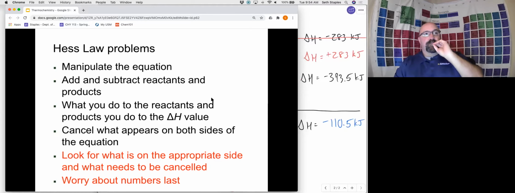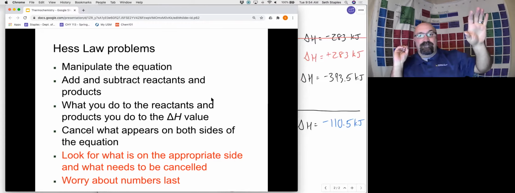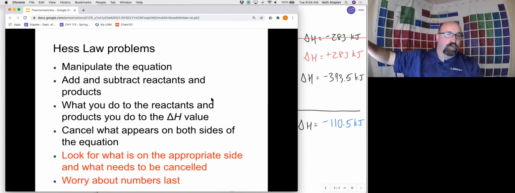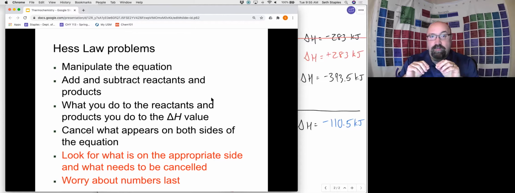If you have maybe 2 of a particular compound on the reactant side and 4 of that compound on the product side, then okay, simplify it, get rid of it on the reactant side, you're left with 2 on the product side. And so do any of that simplifying down. Remember, whatever you do to the reactants and the products, you have to do the same thing to the delta H value. And so if you flip your reaction, you have to flip your delta H value.